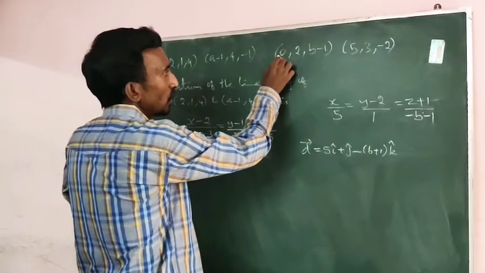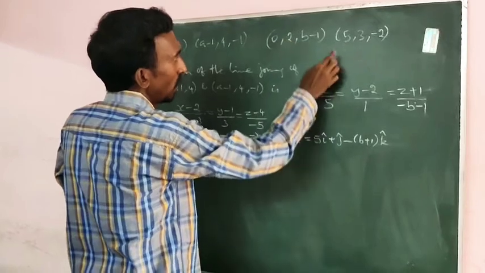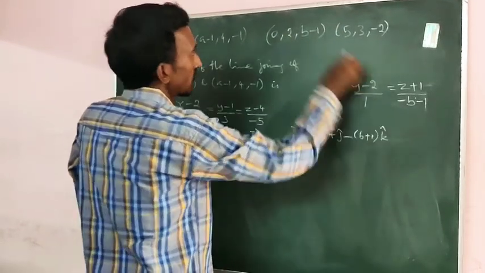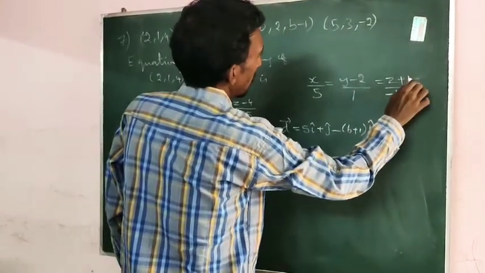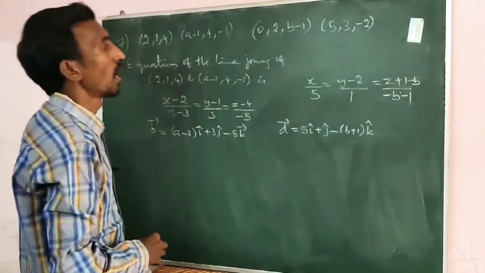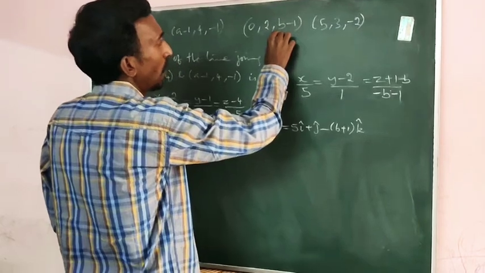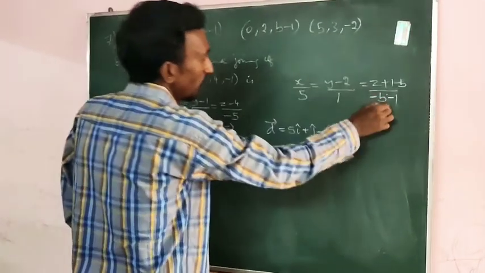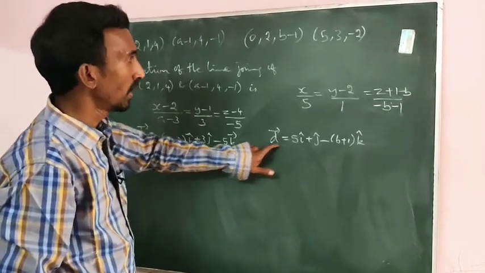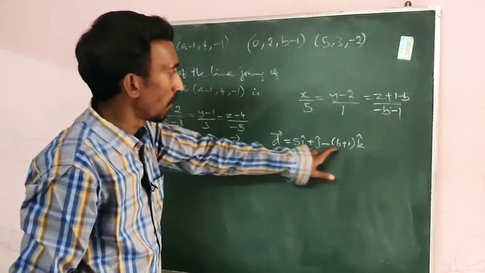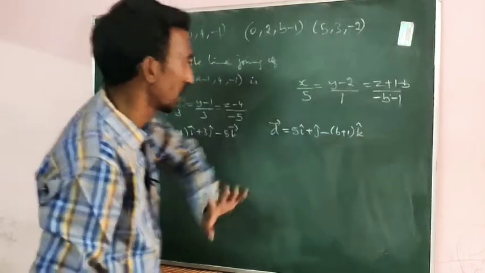Similarly, applying the same formula to the next two points, we get this equation. Okay, so (x minus 0) by 5, (y minus 2) by (5 minus 3 minus 2), that is 1, (z plus 1 minus b) by (minus 2 minus of b minus 1). Okay, that is minus b minus 1. So from that we get the d vector as 5i plus j minus (b plus 1) into k. Take the minus common: minus (b plus 1) into k.